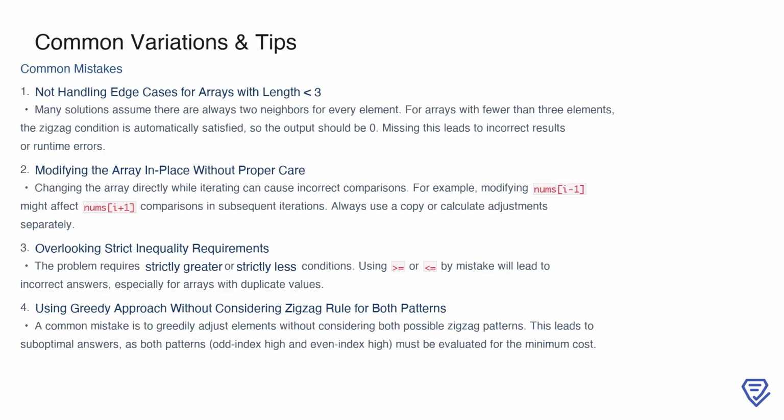Another common mistake is overlooking the strict inequality requirements. The problem demands strictly greater or strictly less comparisons, so using greater-than-or-equal or less-than-or-equal by mistake can result in wrong answers, especially when dealing with duplicate values.